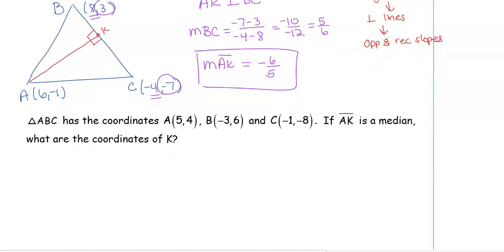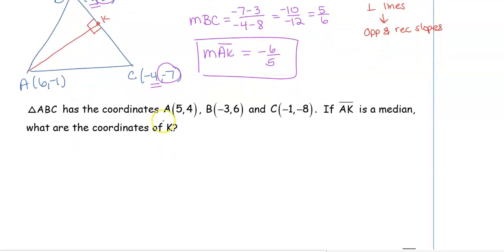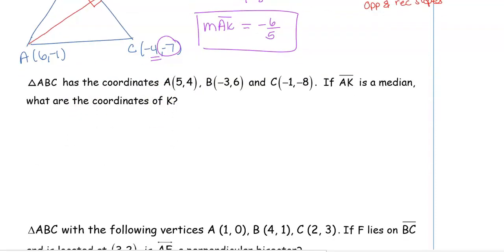Our next special segment: in triangle ABC, AK is a median. So again, we think about what a median does. A median is connecting to the midpoint. So we want to see what's happening in our diagram. We don't have a picture, so we draw our picture.